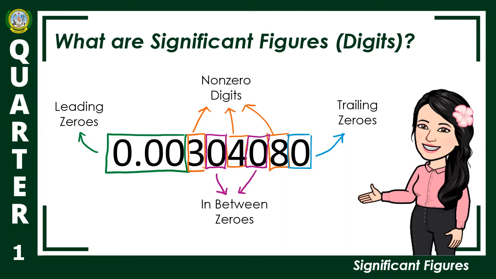Okay? So, again, we have the non-zero digits, yung 1 to 9. And then, yung tatlong klase ng zeros, we have the leading zeros, yung nasa unahan po, leading po. And then, yung nasa pagitan ng mga non-zero digits ay yung in-between zeros. And then, yun pong zero na nasa dulo ng number ay trailing zeros. Okay?